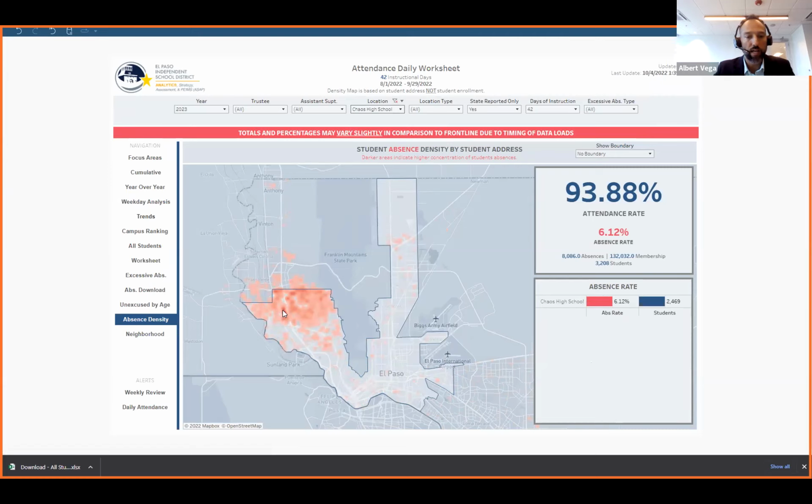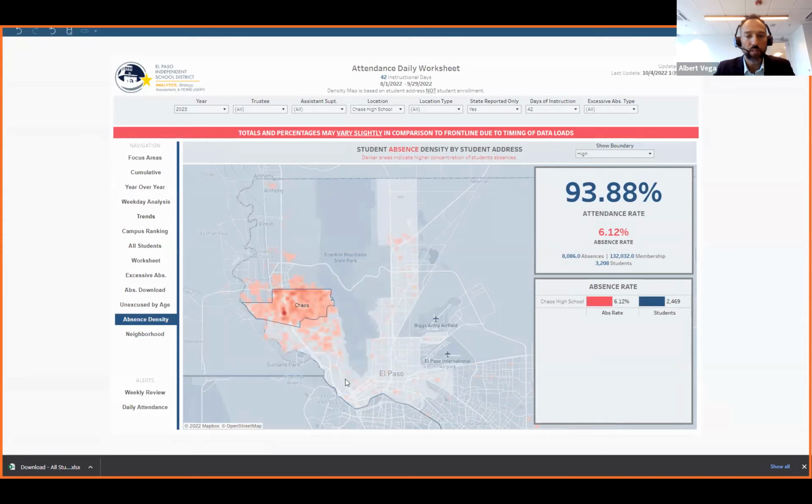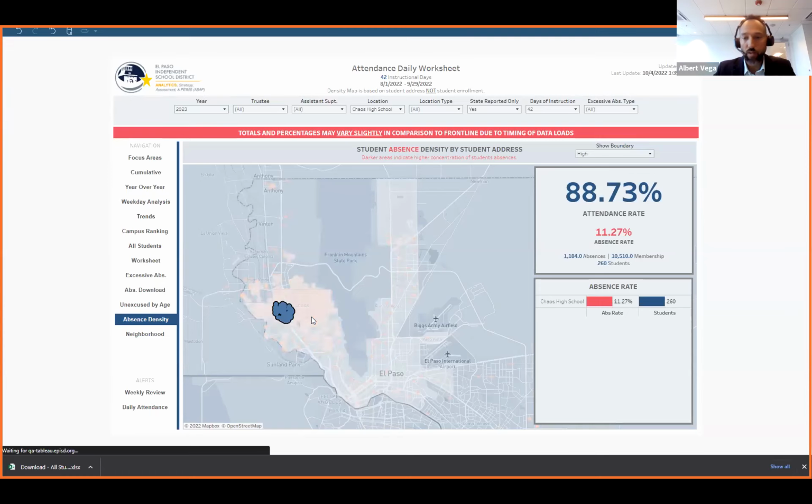And you see this one little high area or concentration of high absence rates. So I'm going to show the boundary for this campus. As I show the boundary, you can see how many students do not live in that boundary. So it's just another tool for them to identify those students, to see how many students actually live outside of their attendance zone.